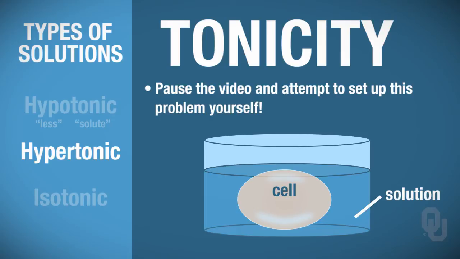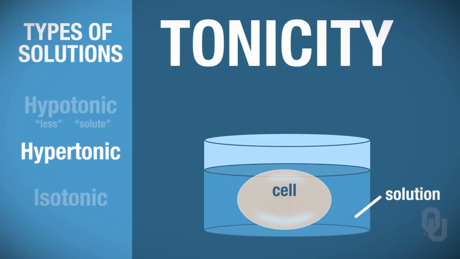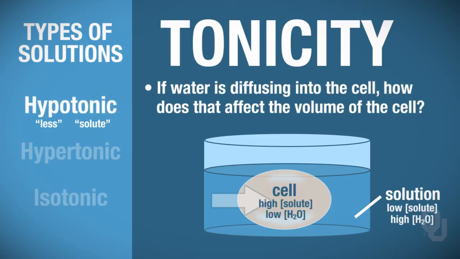So what I would suggest is that you pause the video, set up this problem, and tell me then which direction water is going to move. Now before I forget, let's go back to the previous slide for a minute. If water is going to be diffusing into the cell, how does that affect the volume of that cell?